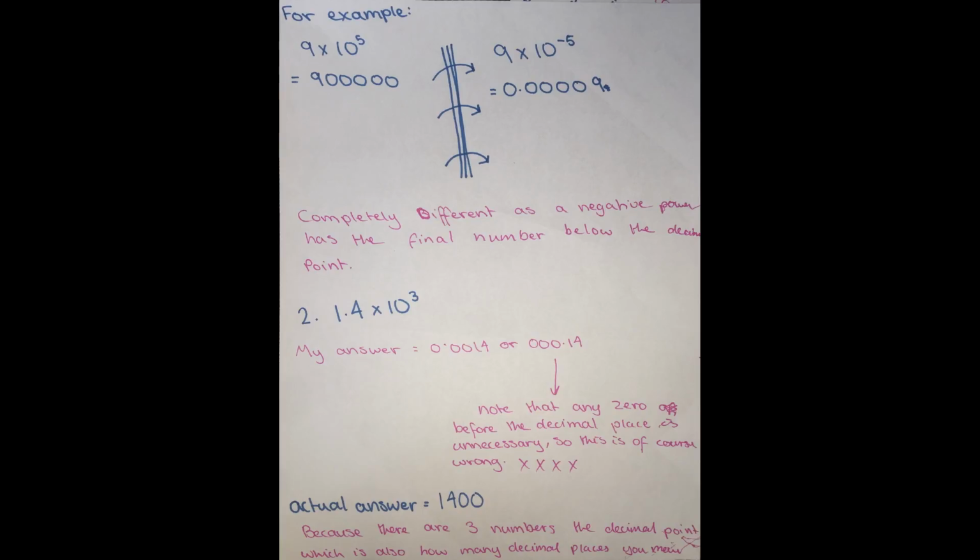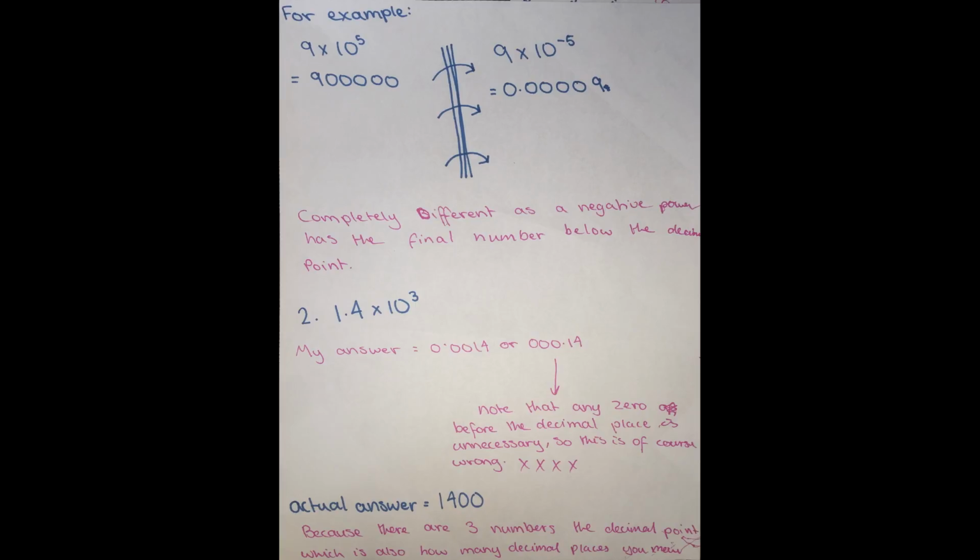And when I put 9 times 10 times 10 times 10 times 10 times 10, 5 times 10, which is the same as 10 to the power of 5, I got the exact same number, which is 900,000, which means 5 places after the number, which is 5 zeros after the number. This is a positive decimal place.